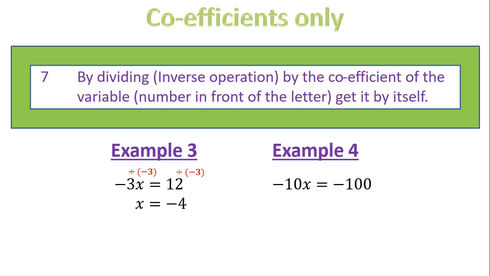Example 4. Negative 10x equals negative 100. And so again, we look, what is the number in front of my letter? It's negative 10. And so I divide both sides by negative 10. Negative 100 divided by negative 10 just gives me 10. And so x is equal to 10.